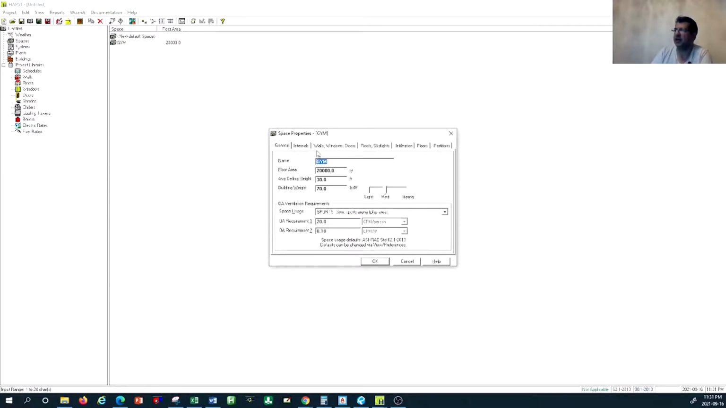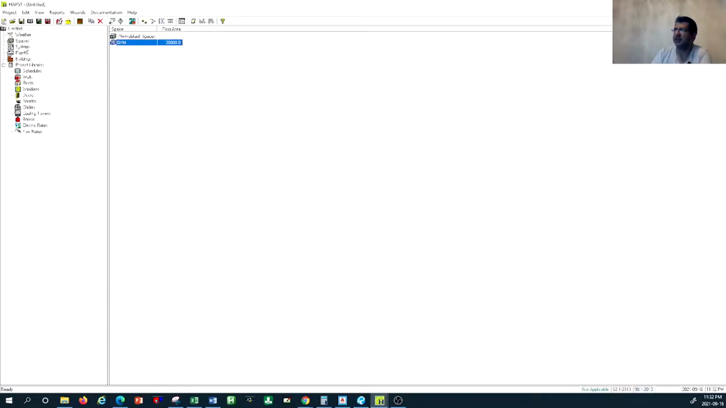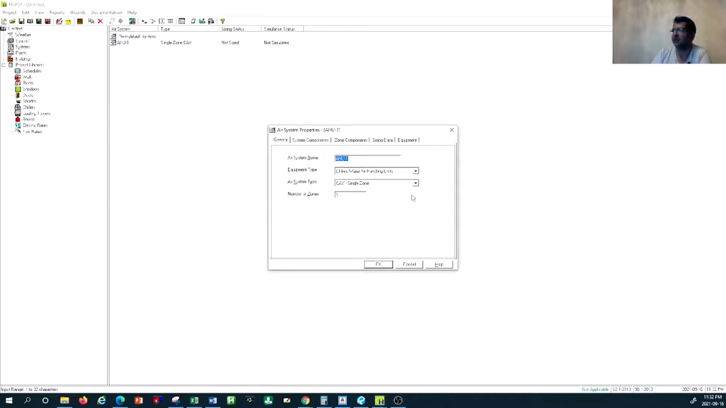I have determined the height and the building footprint. I put some additional information in terms of the wall glass area and completed this as a space. And then I created on the system level air handling units serving this space.